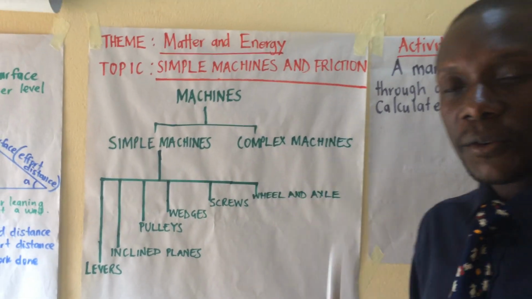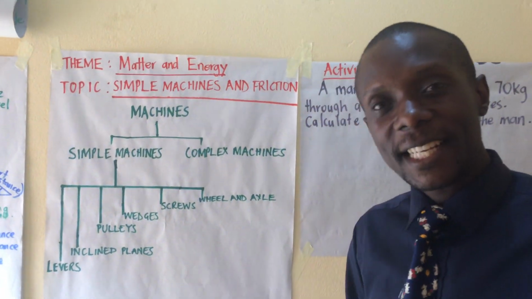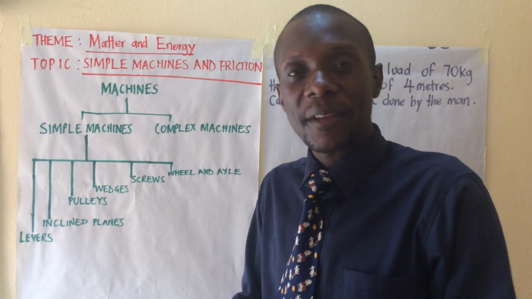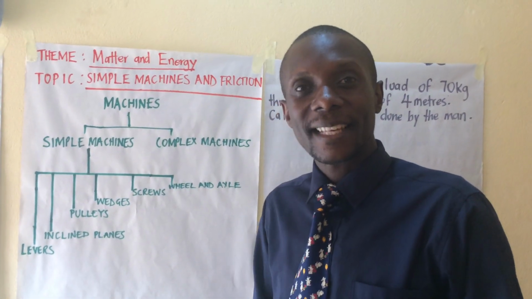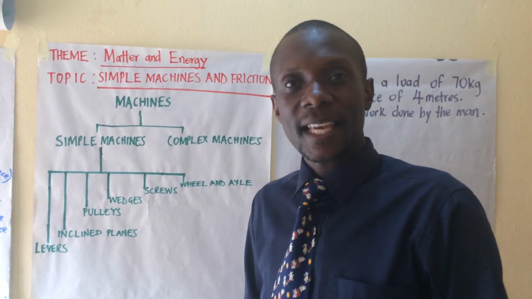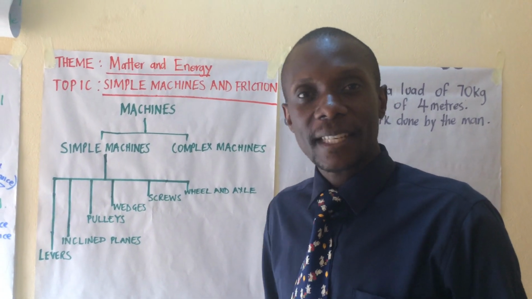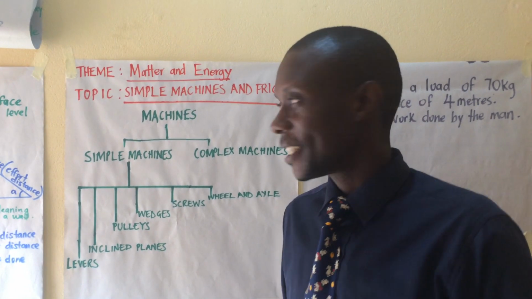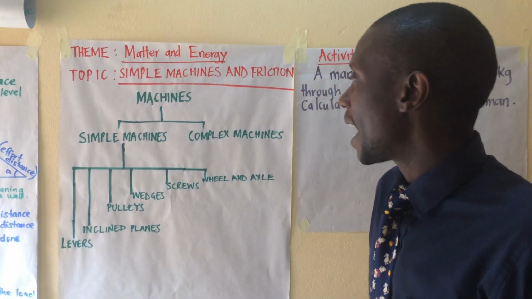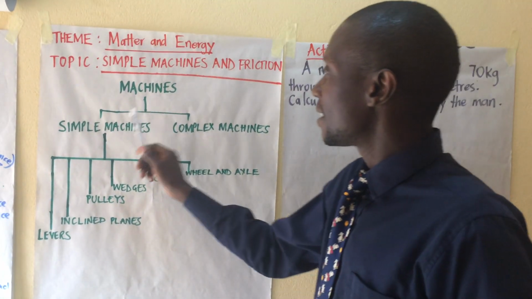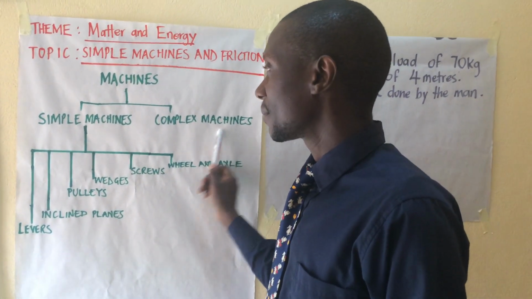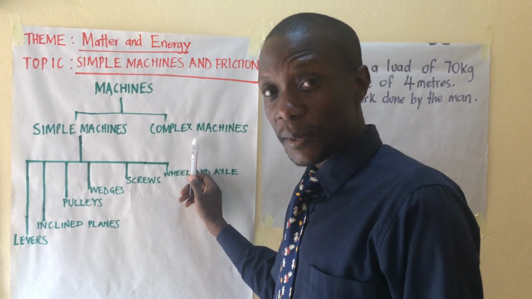So, what is a machine? A machine is a device that simplifies man's work, or a device that simplifies work. It is a device that makes work easy. It is a device to which force is applied to simplify work. That is a machine. Machines are broadly grouped into two: simple machines and complex machines.